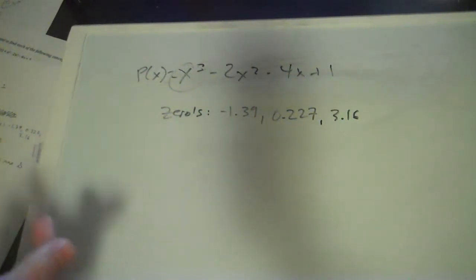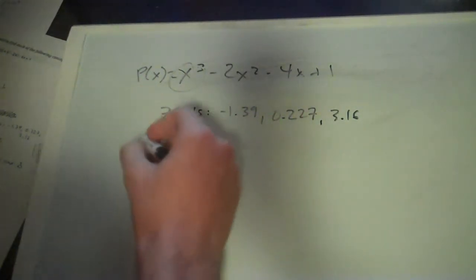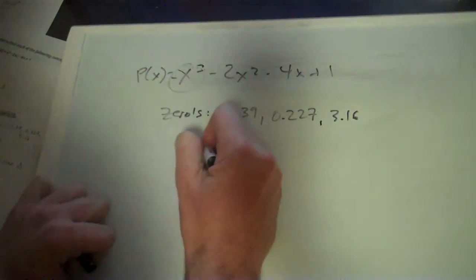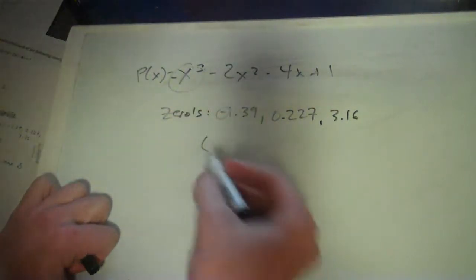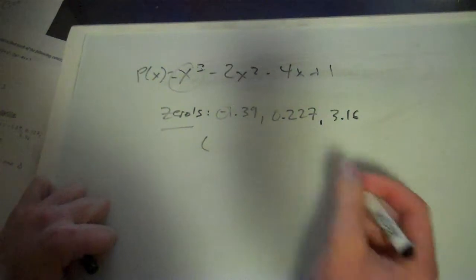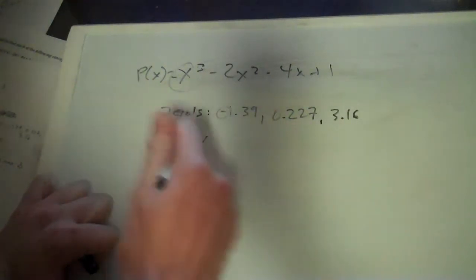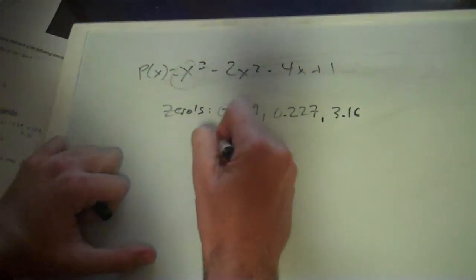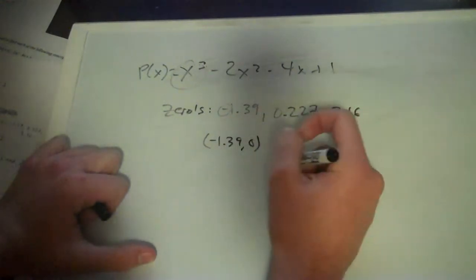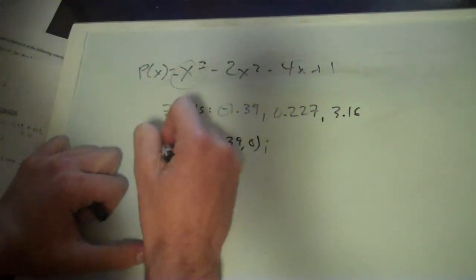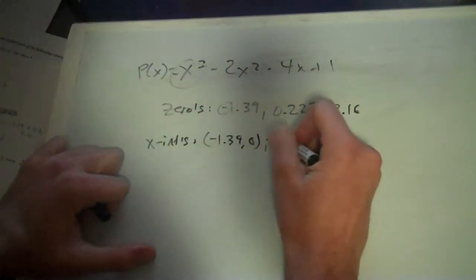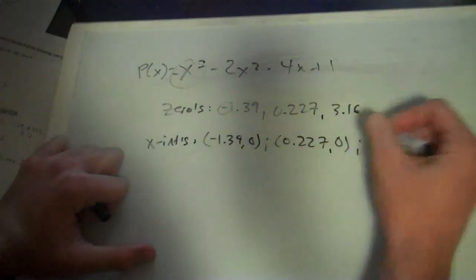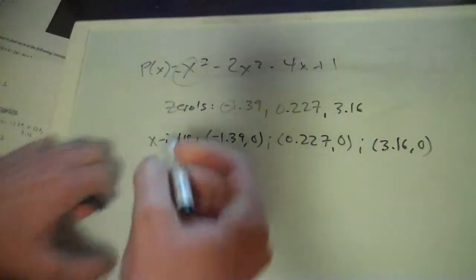So now we're going to be doing the intercepts. The x-intercepts are where y equals 0, and the y-intercepts are where x equals 0. Actually, no, taking the opposite sign would be getting the factors, but these are already zeros, so these are x-intercepts already. I guess you can just put them into points, that's a better way of explaining it. So here are the x-intercepts: negative 1.39, 0; 0.227, 0; and 3.16, 0.